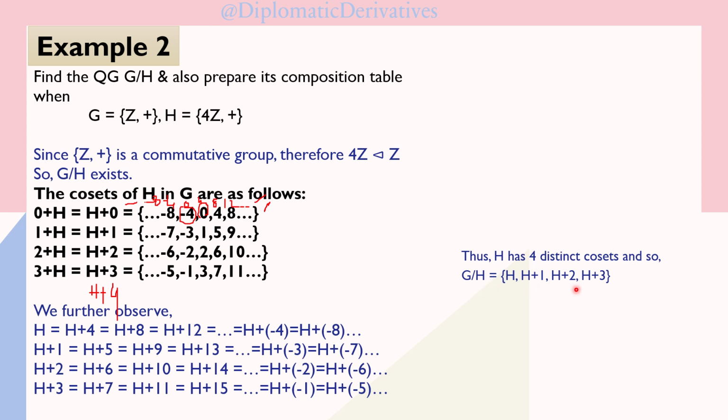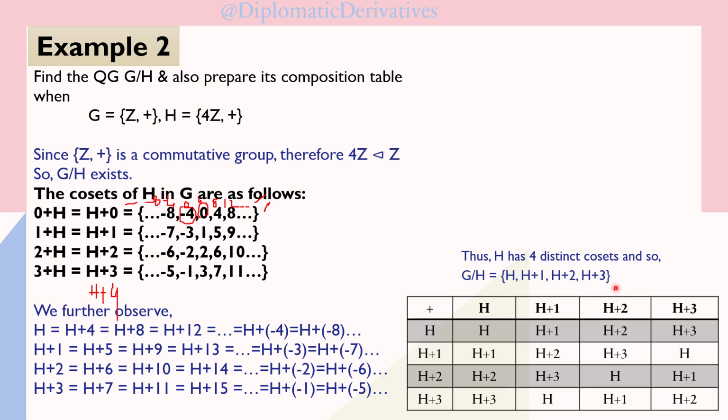Alright, so the 4 distinct cosets that are part of the quotient group are H, H plus 1, H plus 2 and H plus 3. Now you have to make the composition table. So again the same thing, H will give you H, H plus 1 gives H plus 1, so this gives H plus 2, H plus 3. Again here you have the same thing, so just keep writing and you will get the entire thing.